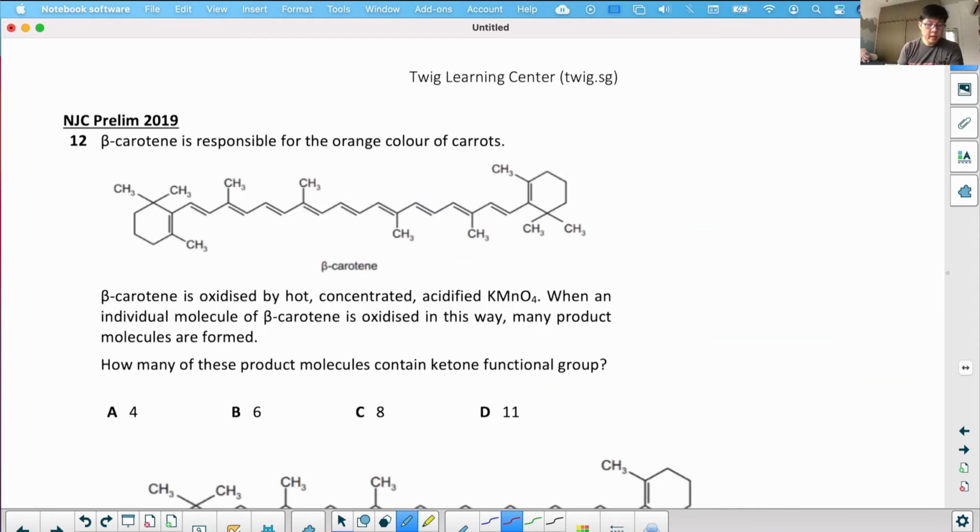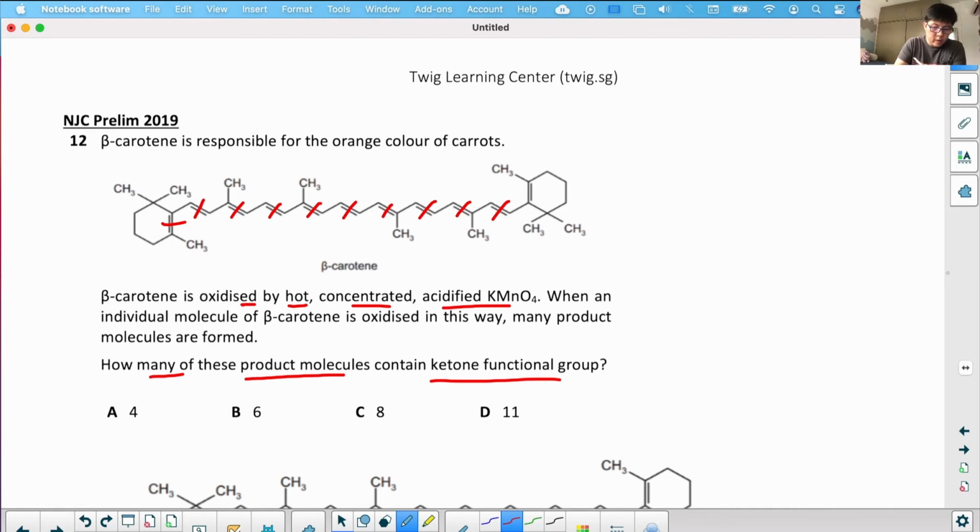All right. Okay, let's look at question 12. Beta carotene is oxidized by hot concentrated acidified KMnO4. So all the double bonds will actually break. This is oxidative cleavage, and you get many products. They say out of all these products, how many of these products contain a ketone functional group? So I'm going to show you where I'm going to oxidize all the double bonds. There are a lot of double bonds that will be broken.